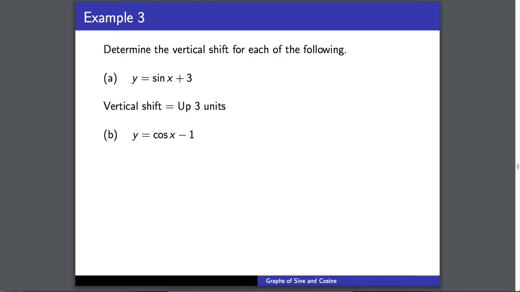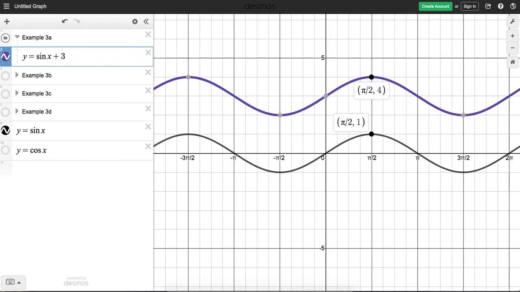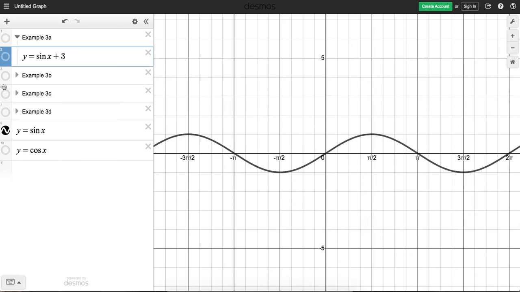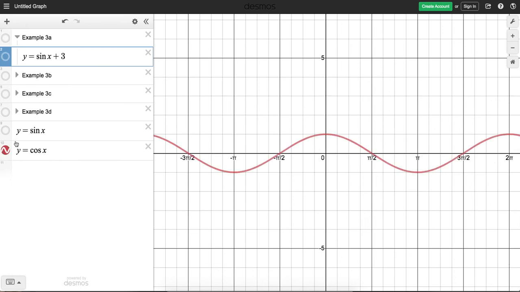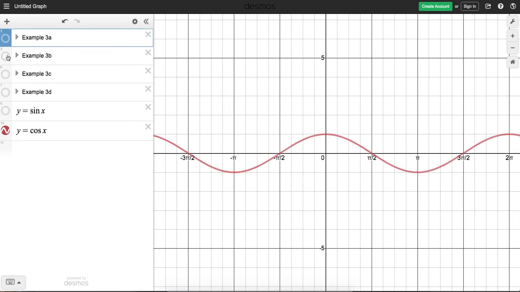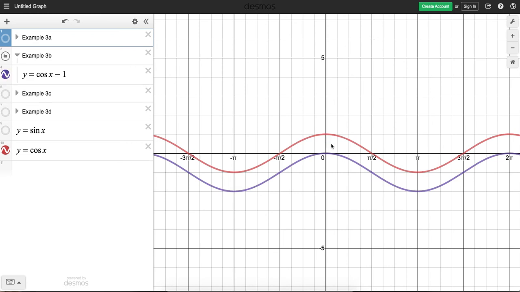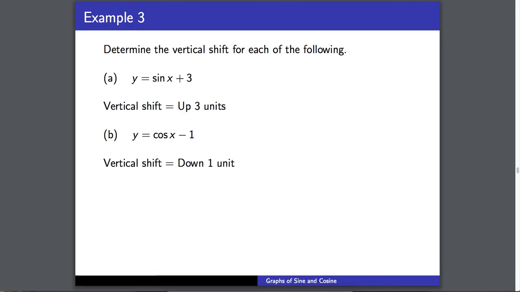Part B, cosine of x minus 1. Here, for part B, let's highlight cosine of x in red, and then we have cosine of x minus 1 in purple. That is the red graph shifted down 1 unit. Here's 0, 1 on the original function, and on cosine of x minus 1, it's 0, 0, the origin. So it took the red graph and shifted it down 1 unit.